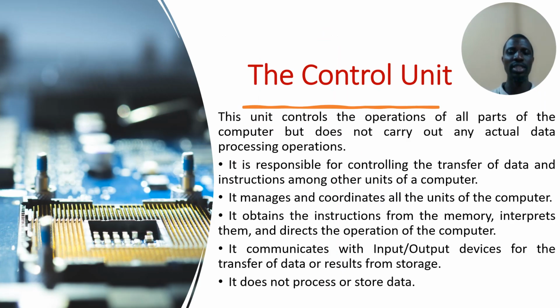The control unit. First, the control unit controls the operations of all the parts of the computer but does not carry out any actual data processing operation. It is responsible for controlling the transfer of data and instructions among other units of the computer. It manages and coordinates all the units of the computer. It obtains the instructions from the memory, interprets them, and directs the operation of the computer.